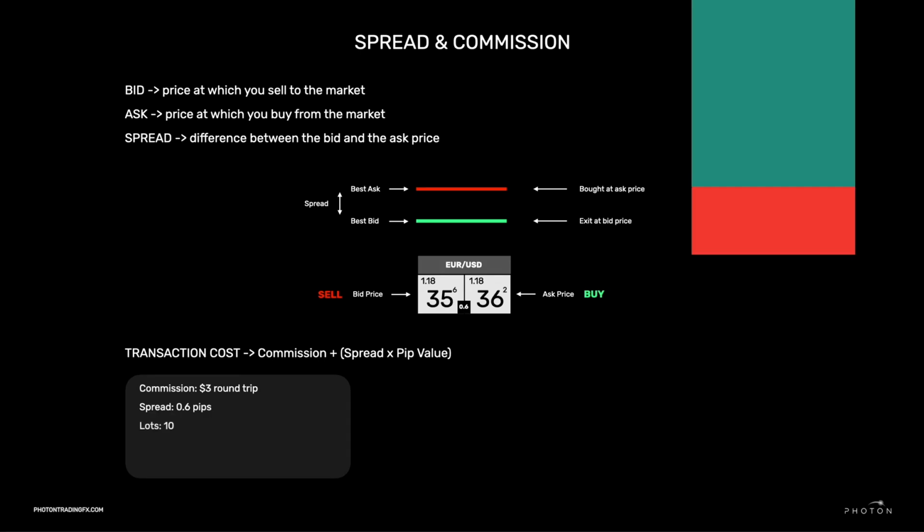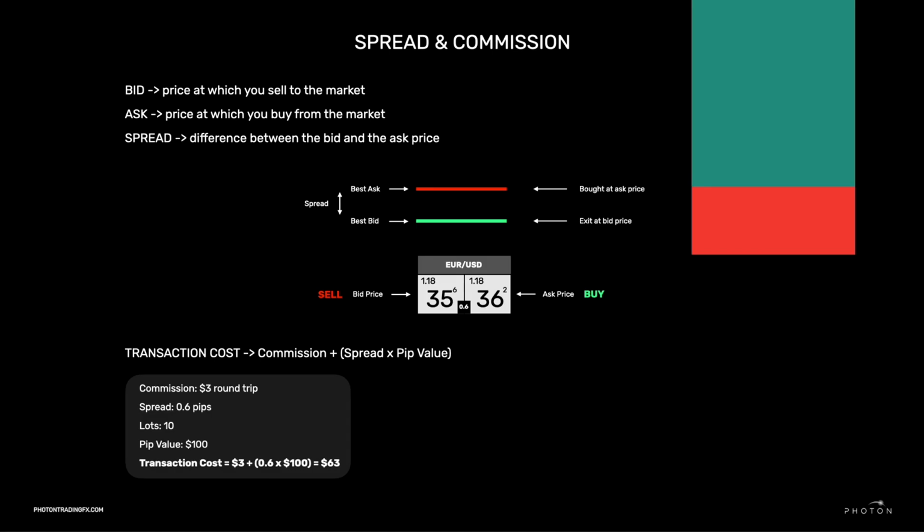Now, if you have a position size of 10 lots on that trade, remember one lot is $10 a pip on a USD pair. So that means 10 lots is $100 per pip. So the transaction cost will be the $3 round trip commission plus the spread of 0.6 pips, multiplied by the monetary pip value, which in this case will be $100. So the total transaction cost is $63 to execute that position.